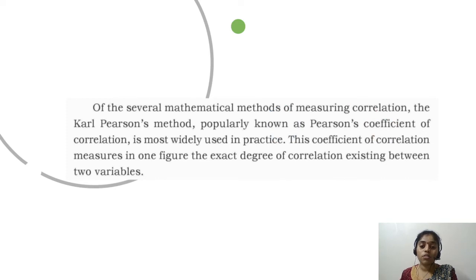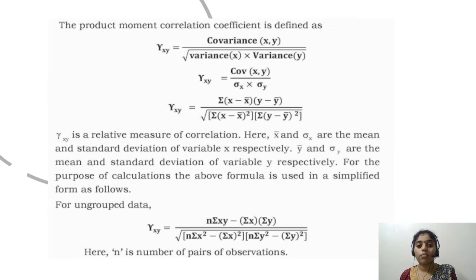What is this Karl Pearson's coefficient of correlation? Of the several mathematical methods of measuring correlation, the Pearson method, popularly known as Pearson's coefficient of correlation, is most widely used in practice. This coefficient of correlation measures in one figure the exact degree of correlation that exists between the two variables. We can write the product moment correlation r_xy as the covariance of x, y divided by the square root of the variance of x into the variance of y. In short form, we can write it as cov(x, y) divided by sigma x into sigma y, which is equal to the product moment of x and y.